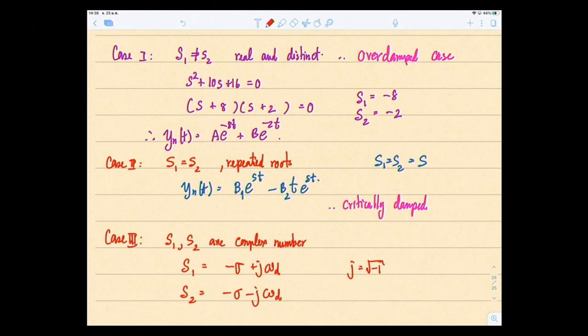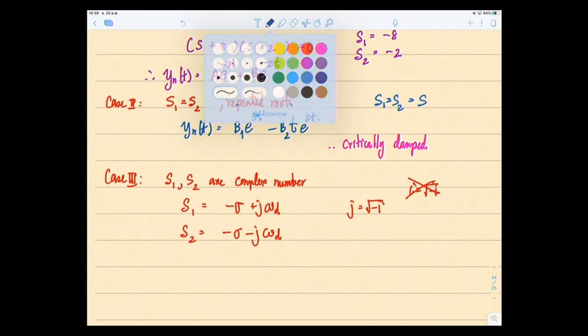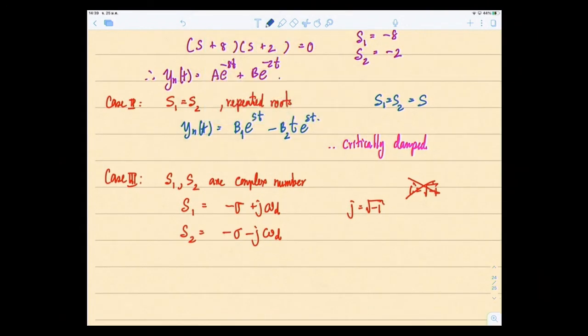In math class it would be i equal to the square root of minus 1, but we cannot use i here because it would be confused with current i, so we use j instead. So in this case, if you have complex roots, your solution turns out to be yn of t equal to e to the minus sigma t, k1 e to the j omega d t plus k2 e to the minus j omega d t.